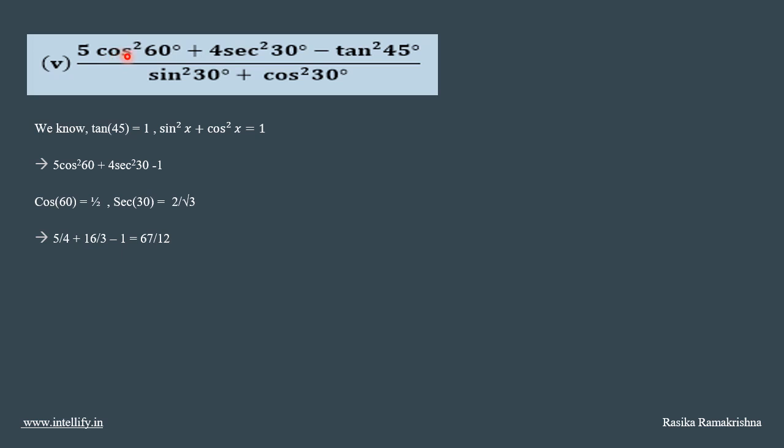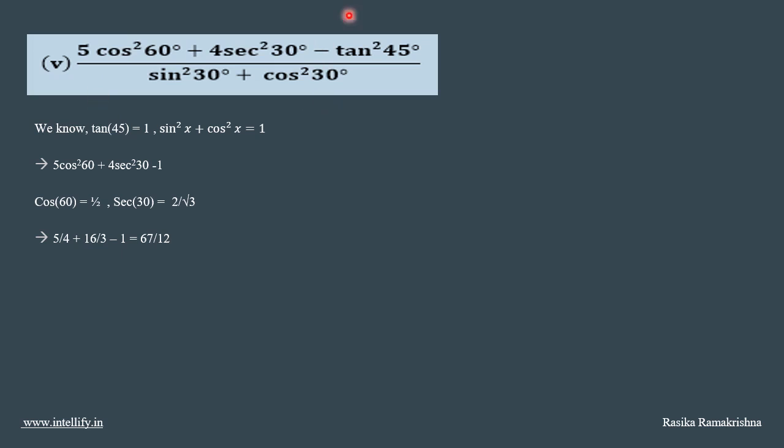Here we have 5 cos square 60 plus 4 secant square 30 minus tan square 45, whole divided by sin square 30 plus cos square 30. Now, the minute you have sine square, cos square and everything, the bulb should just light up in your head because we can use our favorite trigonometric identities. So let's see what we can do. Now, we know that tan 45 is 1, right? And you also know that sine square x plus cos square x is equal to 1. This is your basic trigonometric identity.